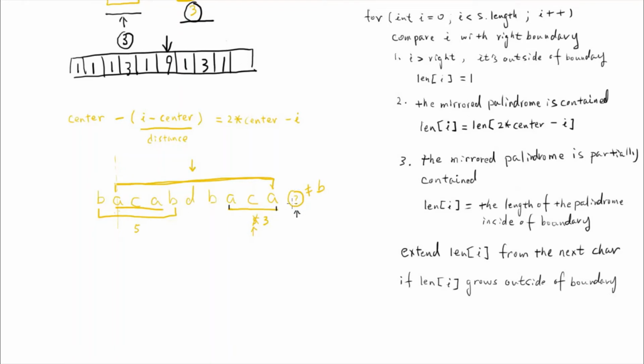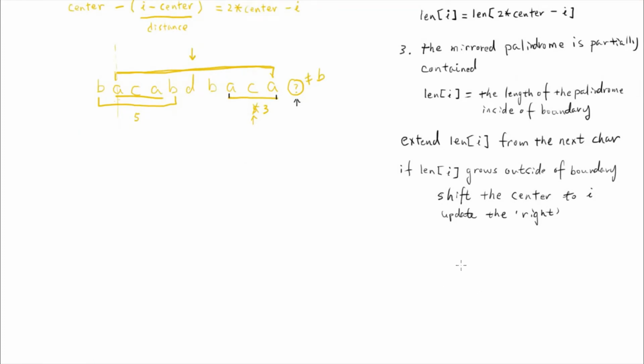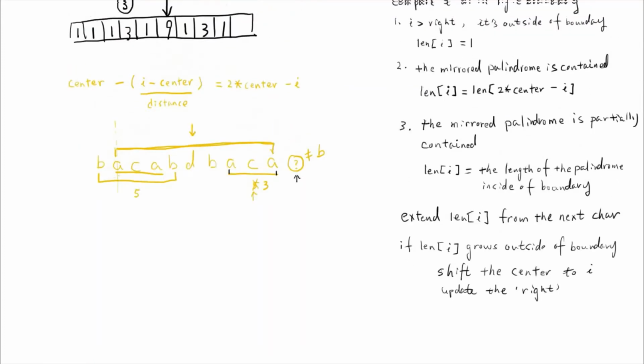But if we can, then we have to shift our center and the boundary on the right side. Shift the center to I. We also need to update the boundary right on the right side. Then we also need to keep track of the max palindrome.